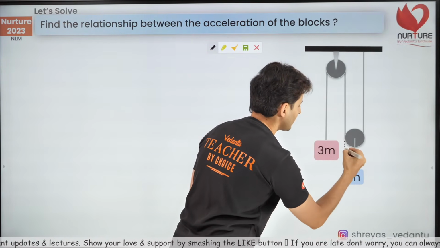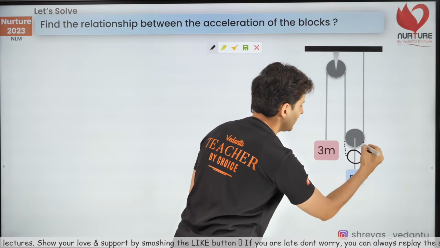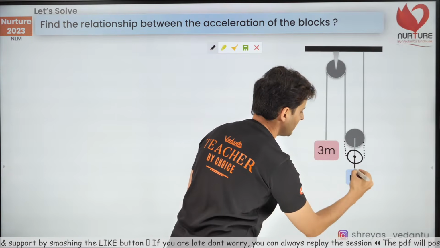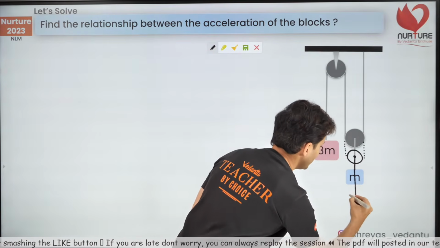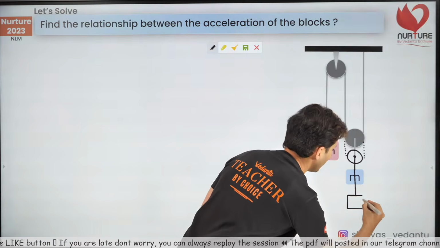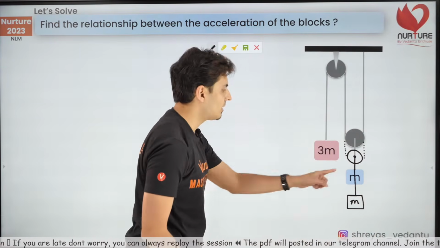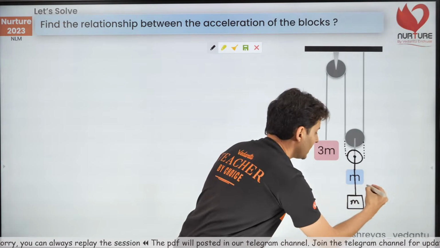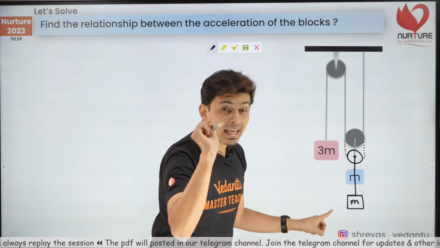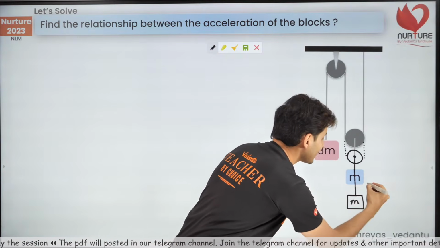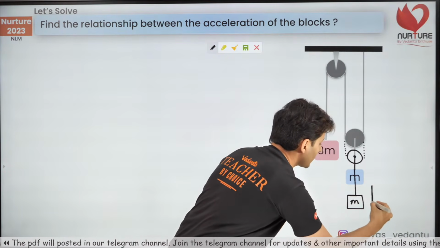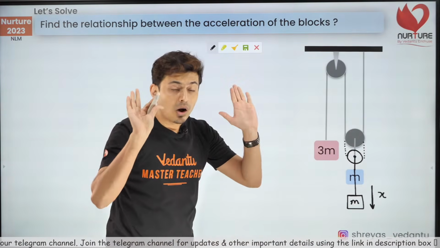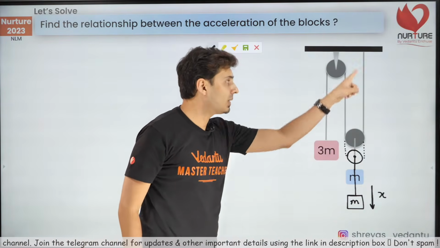So there is some extra string coming over here. There is some extra string coming over here. Okay, this pulley is attached to this mass. So it goes like this, maybe. And this mass has now come over here. Now, think this way. If this mass goes down, let's say by x, it's just all about keeping the length constant.